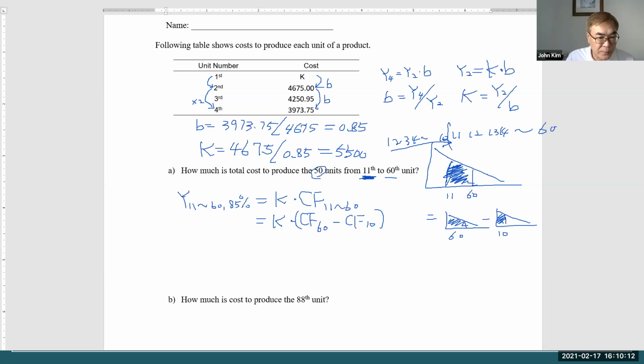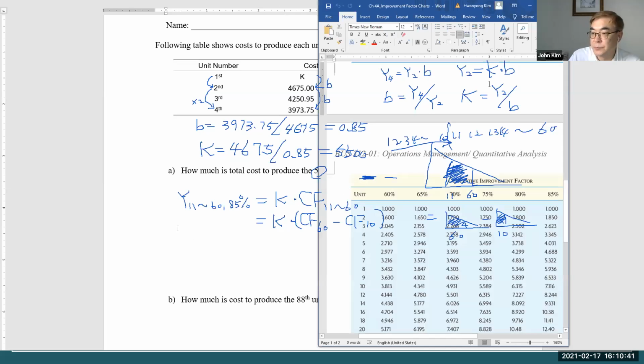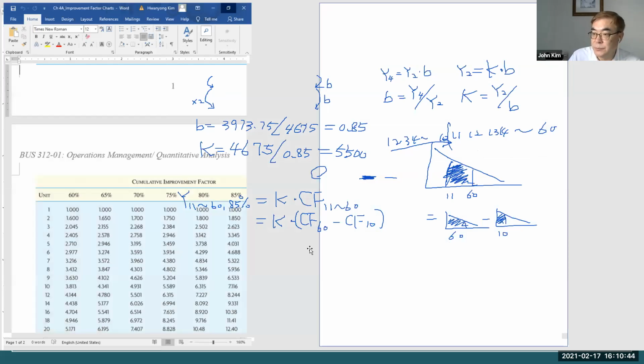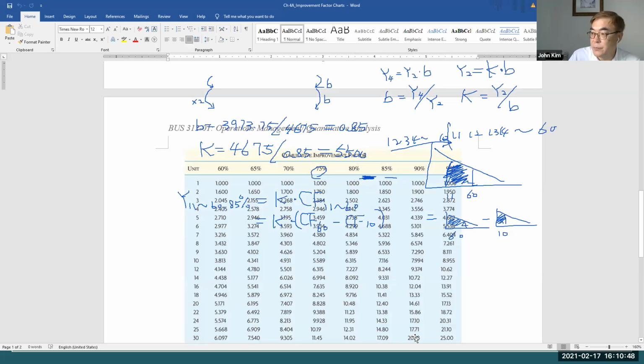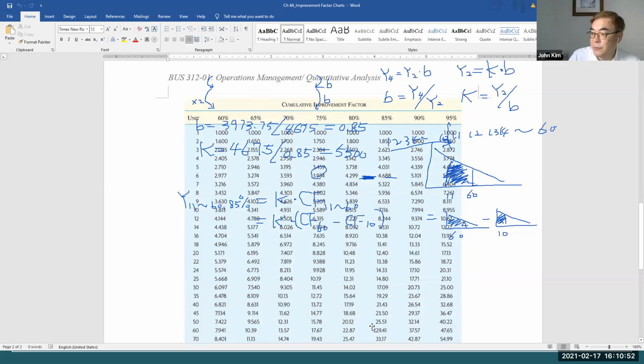Okay, then I will bring up the chart. Just a moment. From this chart, this one is on Moodle. Cumulative factor 60 at 85% is 29.41. Cumulative factor 10 at 85% is 7.116.